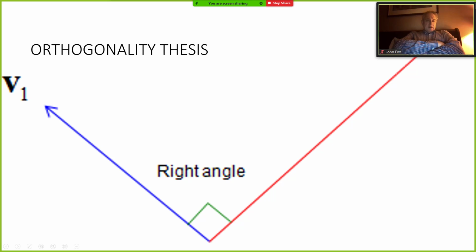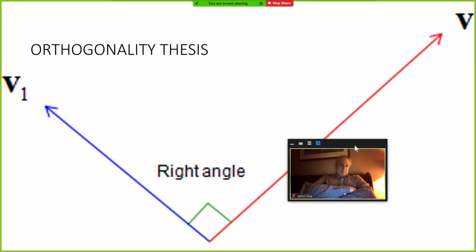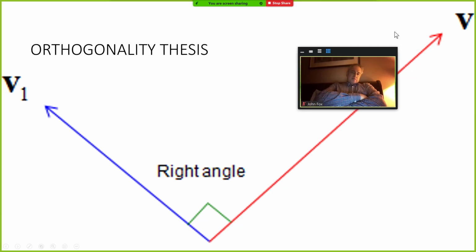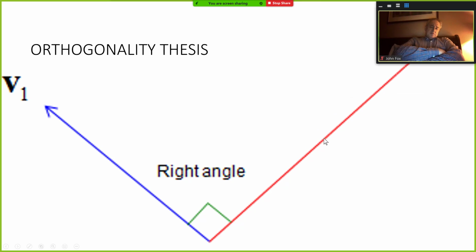Let's talk a bit about the orthogonality thesis. Here are two vectors that are orthogonal. That means that they have a right angle in between them.